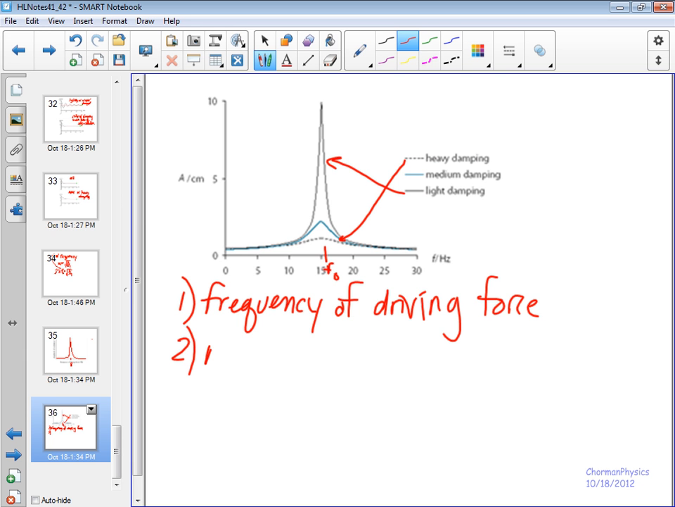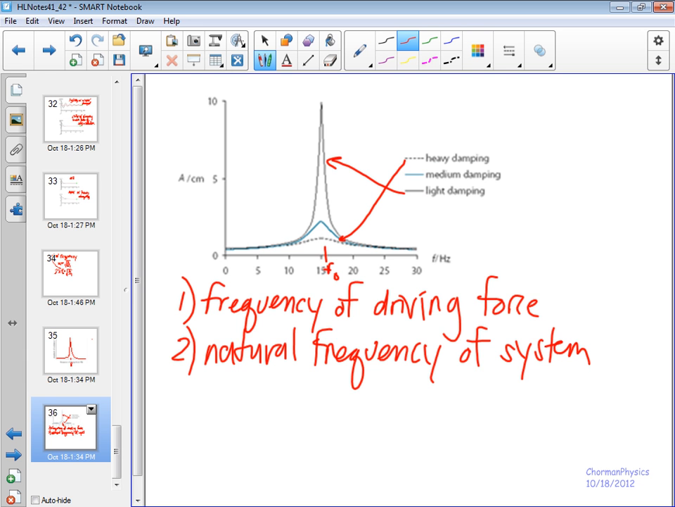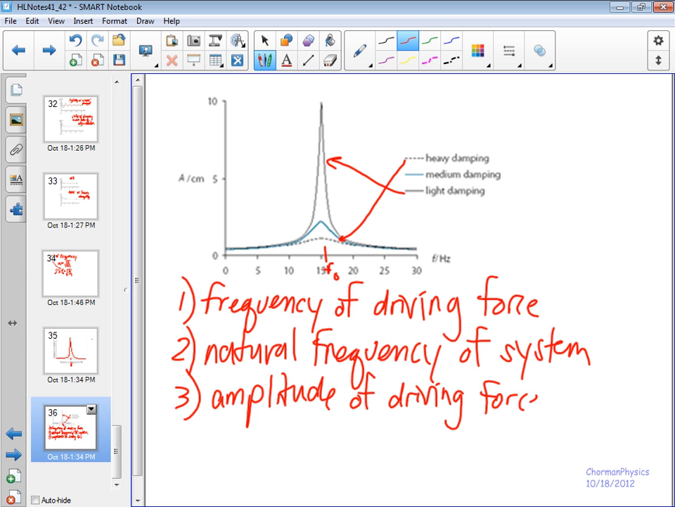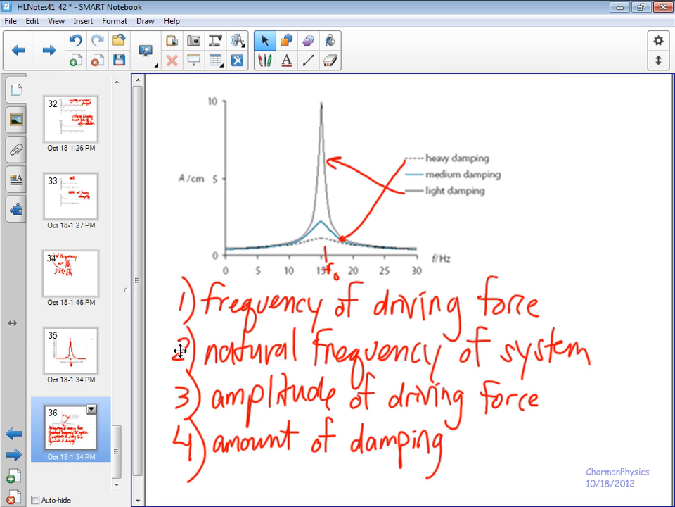Of course, the natural frequency of the system, right there is that f naught, we'll call it. So the natural frequency. The amplitude of the driving force. And finally, for 4, the amount of damping. These are the 4 different things that you're going to find.